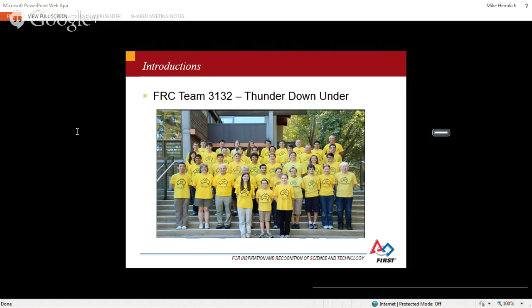We are FIRST team 3132, the Thunder Down Under. We started back in 2010 as the first FRC team in Australia, and since then have been working with a whole lot of sponsors and partners to make FIRST quite large in Australia. We've now got, I think, 18 FRC teams, about 42 FTC teams, and over 200 FLL teams. From 2010 up into 2013, we've made big changes, and that's been partly because of our business planning for the future. So without further ado, we'll get into today's topic, and that's about how you design a business plan.